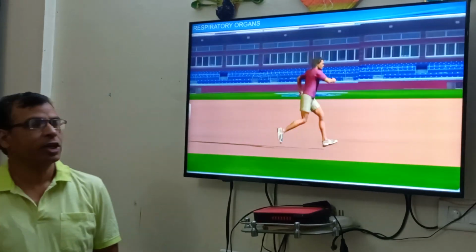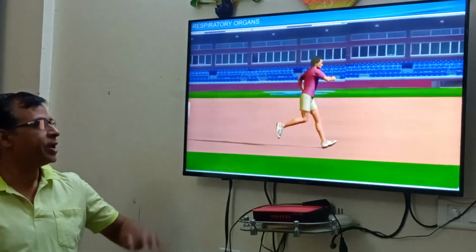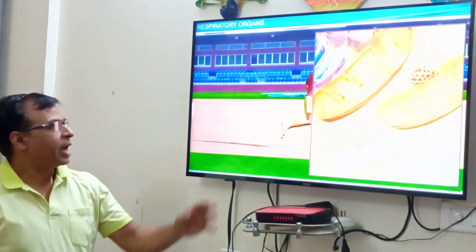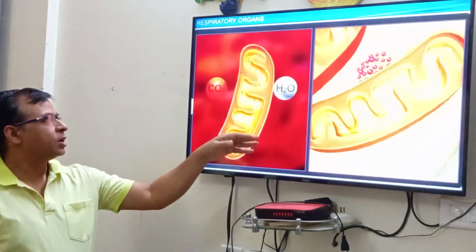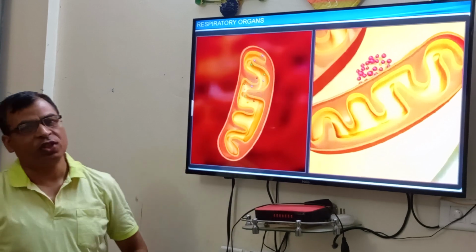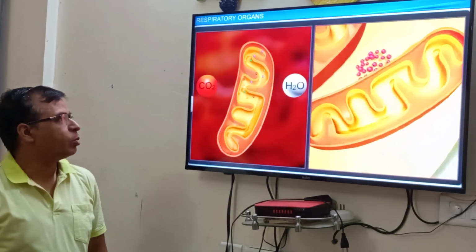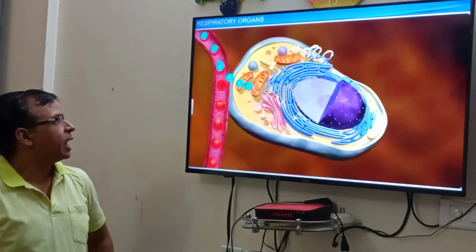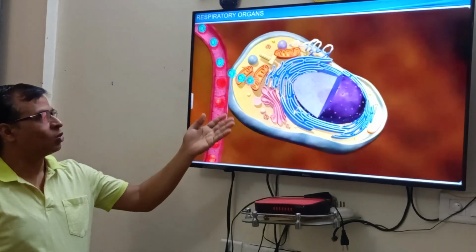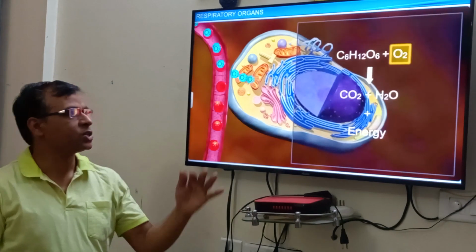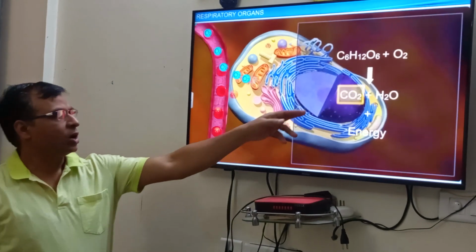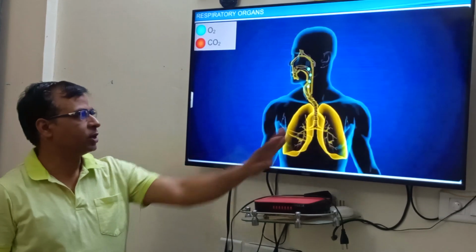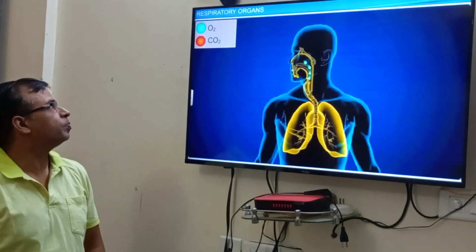Today we'll discuss the respiratory system. To perform any activities, we require energy, and this energy comes from the breakdown of organic molecules such as glucose, fat, and proteins. This requires oxygen and releases harmful gases. This is carbon dioxide. And this produces energy in the form of ATP.